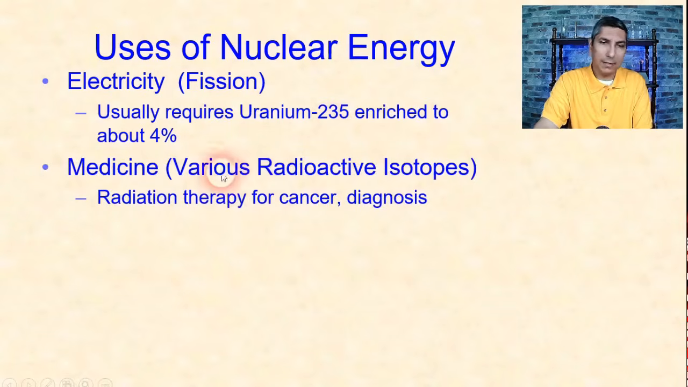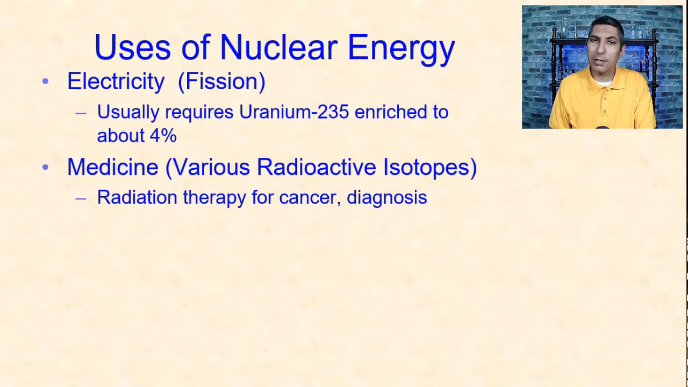Now, medicine is another very, very good use of nuclear energy. We use different radioactive isotopes. Perhaps you know someone who has had cancer and they have taken a radiation therapy. There are different radioactive isotopes that, when channeled into the right places in the human body, can kill cancer cells. And so a very effective use of radioactive isotopes.